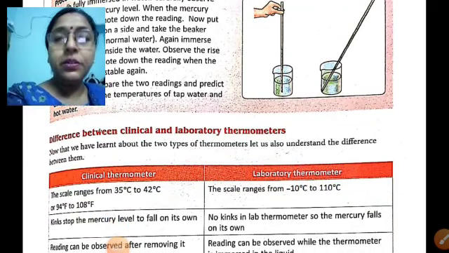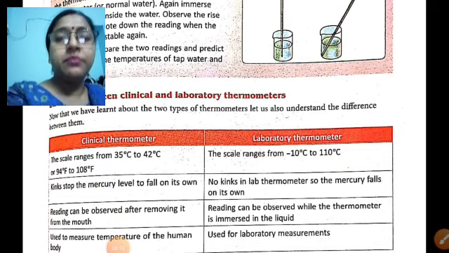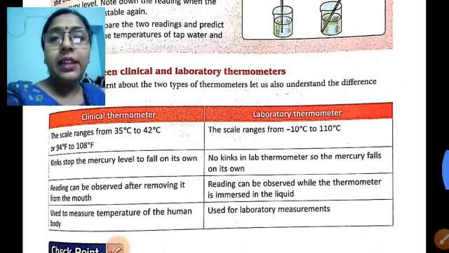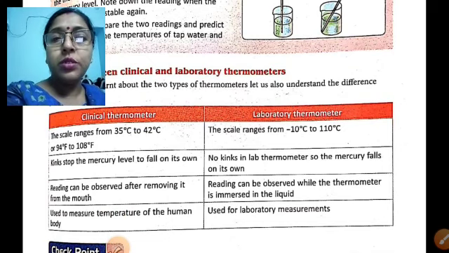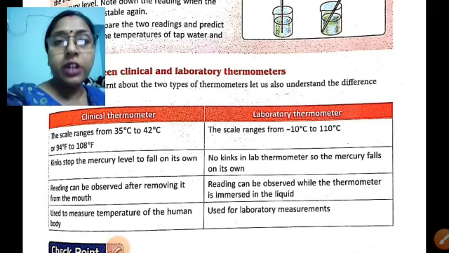Now, the difference between the clinical and laboratory thermometer. These two types of thermometer have one similarity: both are mercury based thermometers. But the differences are four. Number one, the scale ranges from 35 degrees to 42 degrees Celsius or 94 degrees to 108 degrees Fahrenheit. That is about the clinical thermometer. But what about the laboratory thermometer? The scale ranges from -10 to 110 degrees Celsius.